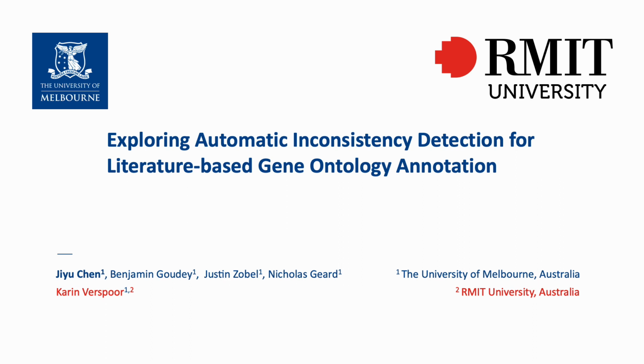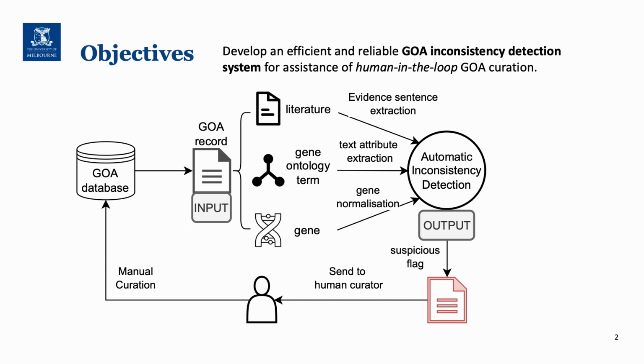We're working on a feasibility study towards exploration of automatic inconsistency detection for literature-based GO annotation. Our objective is to develop an efficient and reliable automatic system for helping curators to detect inconsistent GO annotation in biological databases. This is a simplified demographic of such kind of system.